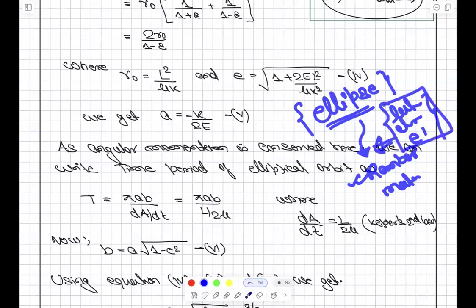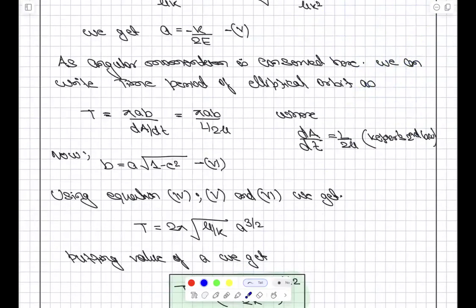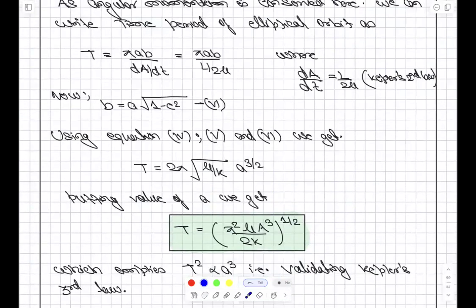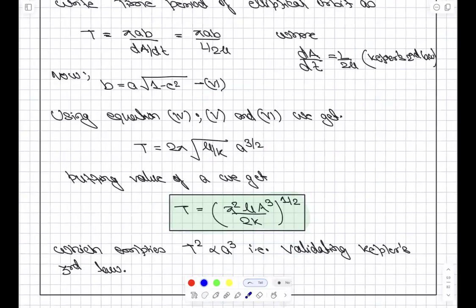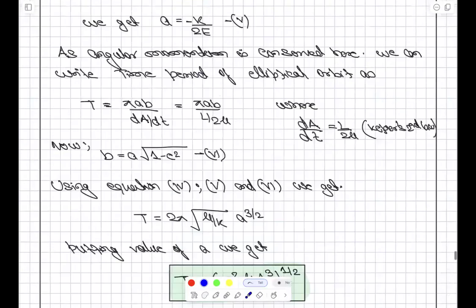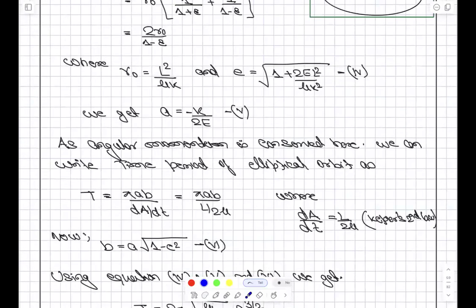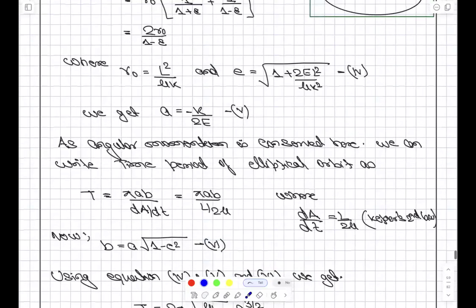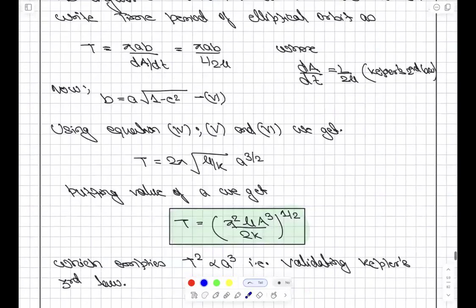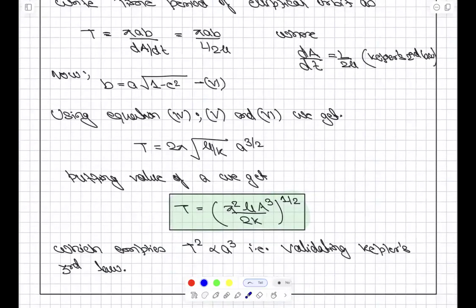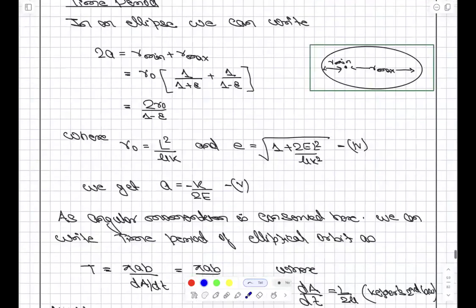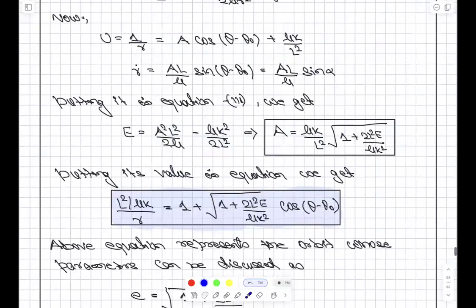Now using this, what can you write? T is coming out to be root mu by k a to the power 3 by 2. Just put the value of a to the power 3 by 2. It is coming out to be 2 pi root mu a cube by k. a we have already found out. You have already found out the value of a, right? Just put it from there. Arey, we have found the value of a, right?